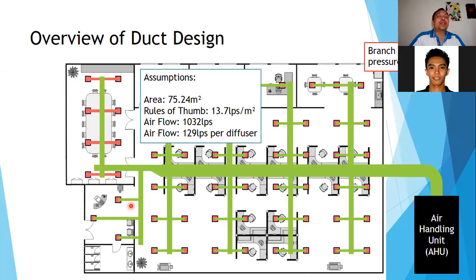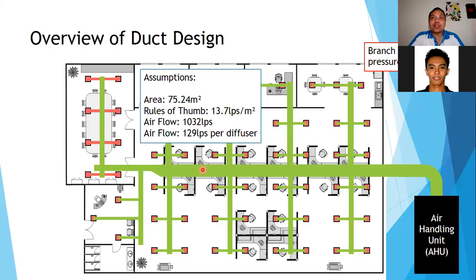So we're going to go back to our previous example, our conference room. This time we will use a constant pressure drop of 1 Pascal per meter on the branch ducts. Previously, the branch ducts were at 4 meters per second, the submain at 6 meters per second, and the main duct at 8 to 10 meters per second.